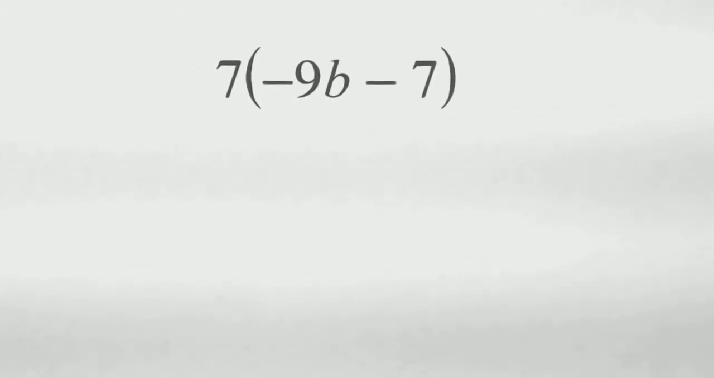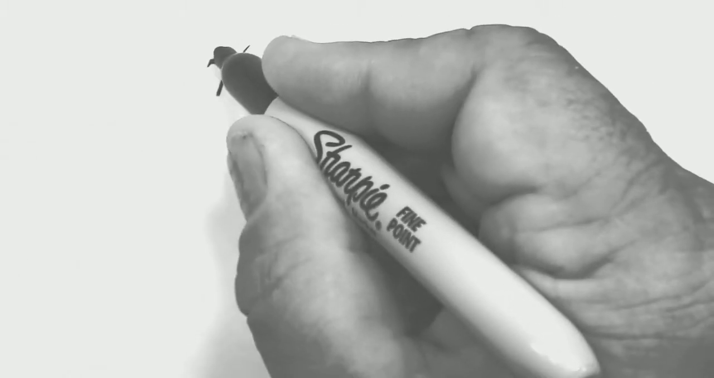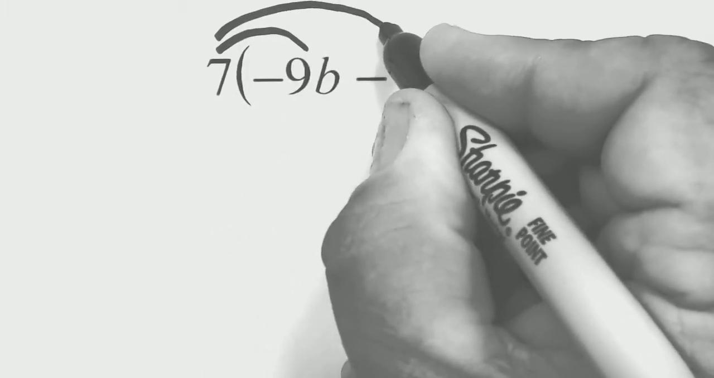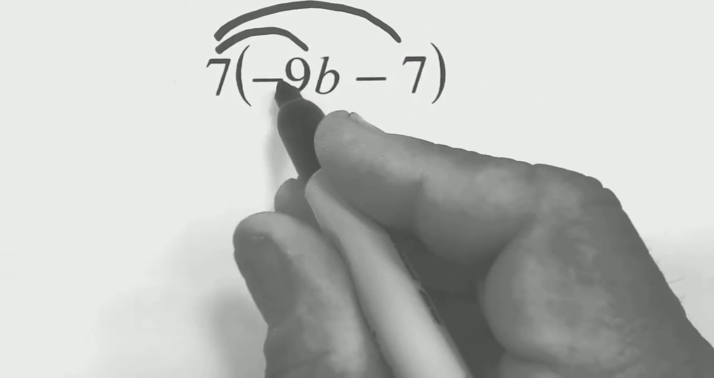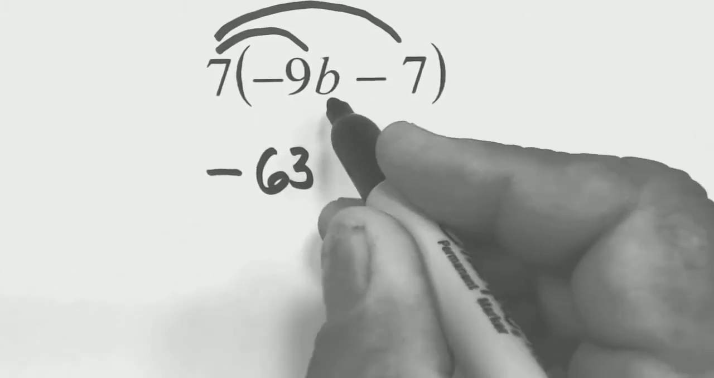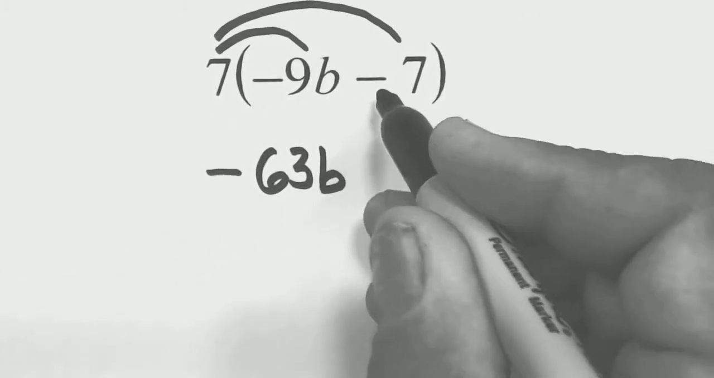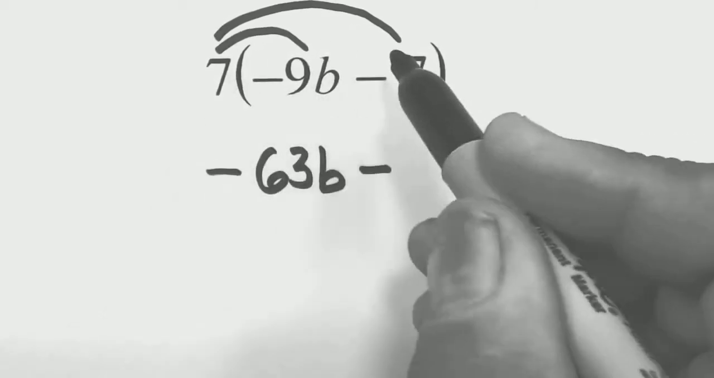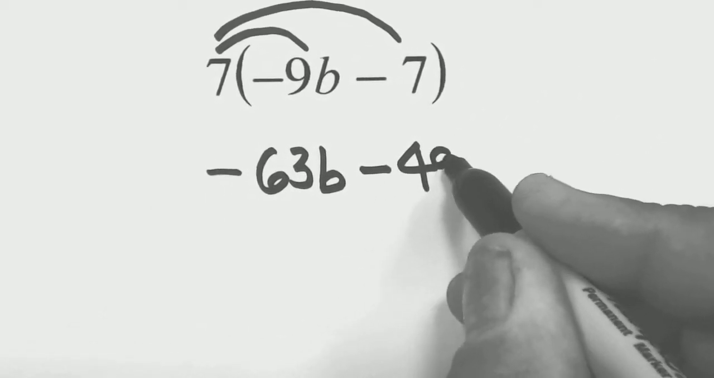Okay, another example here. This one just has a couple of minus signs in it. Once again, we're distributing the guy in front into everybody. So we've got a single minus sign here. 7 times 9 is 63, and don't forget we've got the b. Then there's a minus sign, and 7 times 7 is 49.